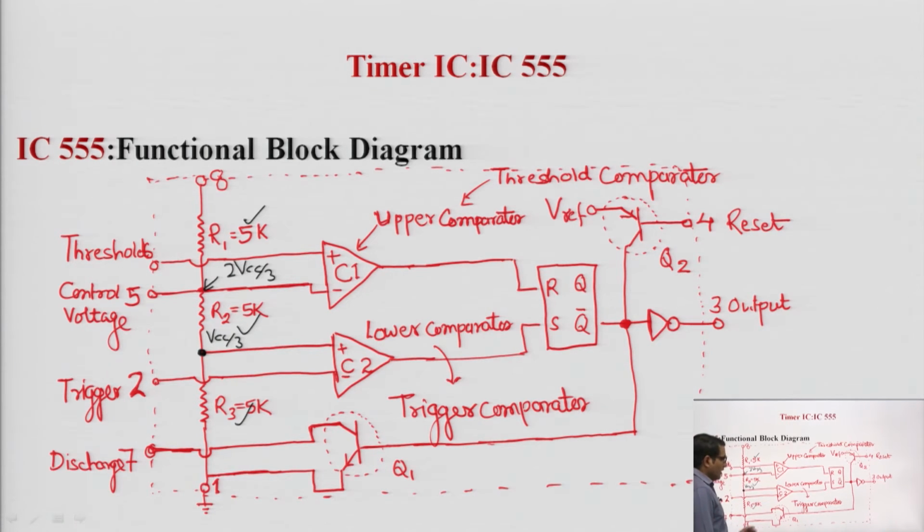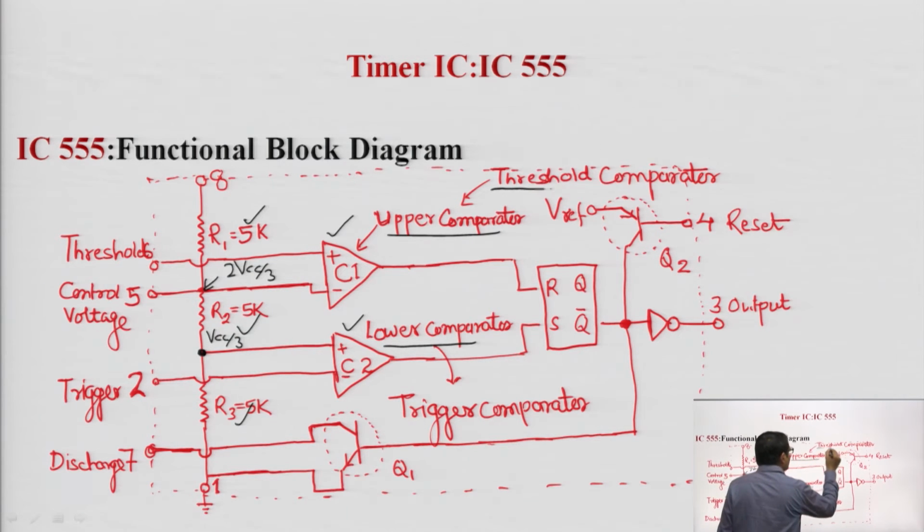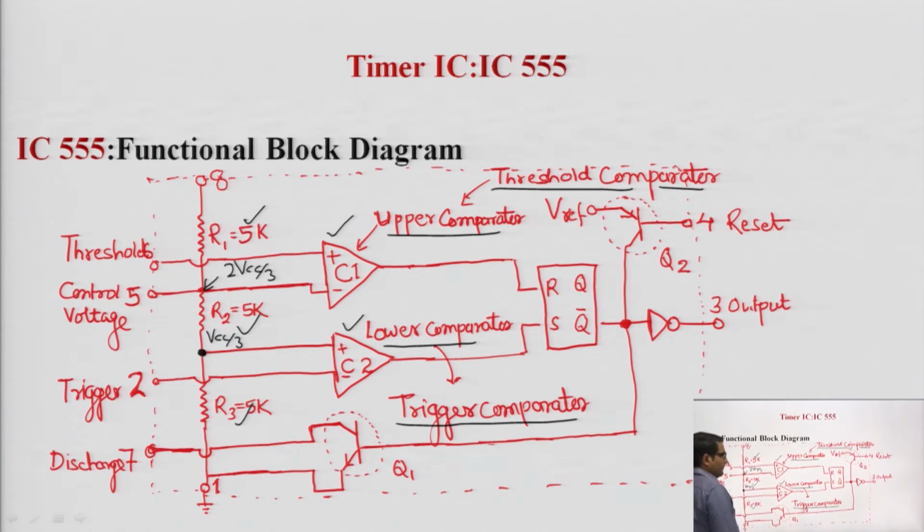Okay. The functional block has two comparators, one is C1 and the second one is C2. C1 is also defined as the upper comparator. In some books they are defined as the upper comparator and the lower comparator, and some books also give the names threshold comparator and trigger comparator, with C2 as the trigger comparator.